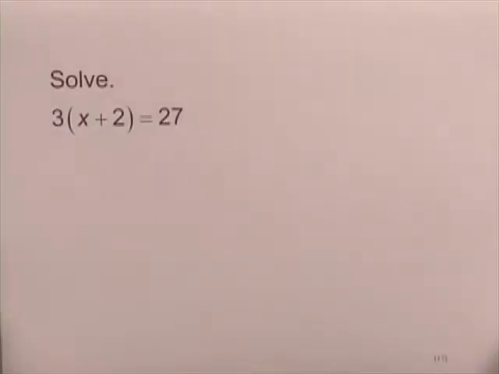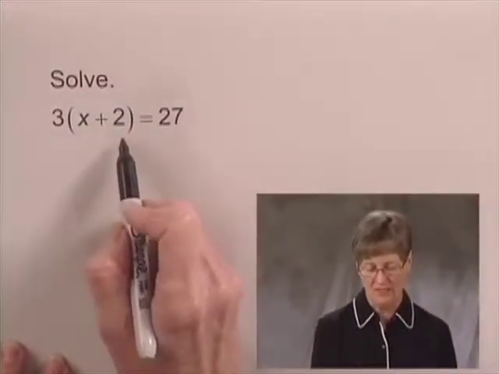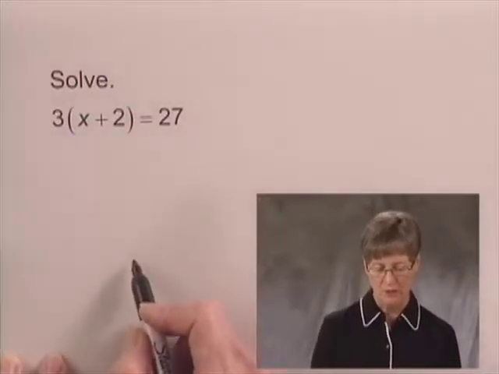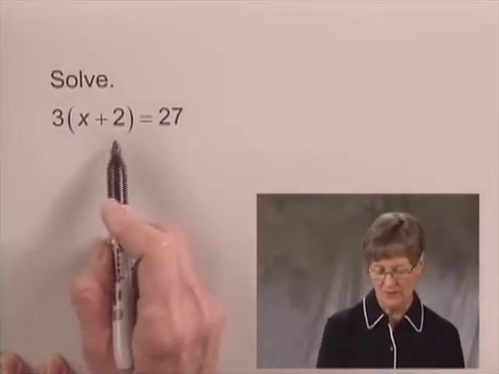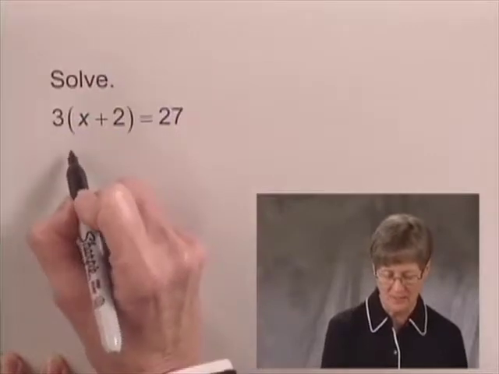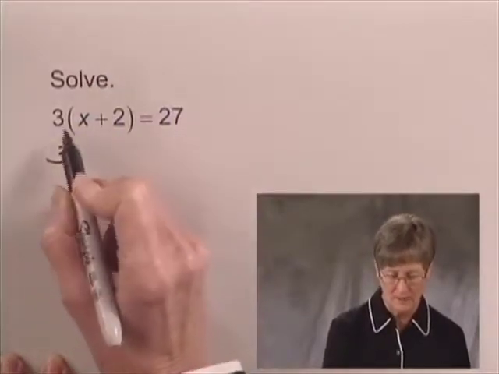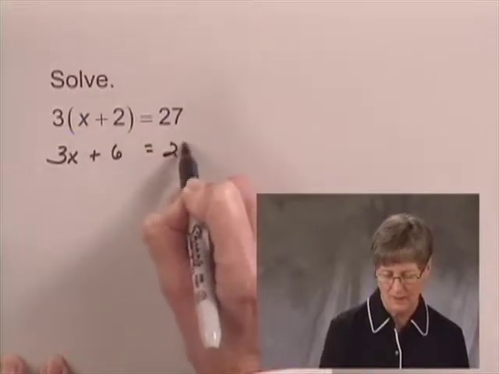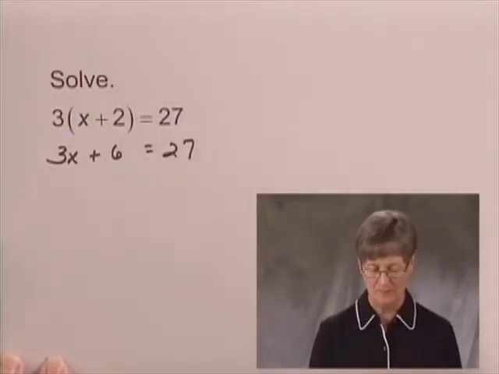We'll solve the equation 3 times the quantity x plus 2 equals 27. Now we have a product on the left-hand side, and the first step will be to do this multiplication. Using the distributive law, we know that 3 times the quantity x plus 2 is 3 times x, or 3x, plus 3 times 2, which is 6, and this is equal to 27.